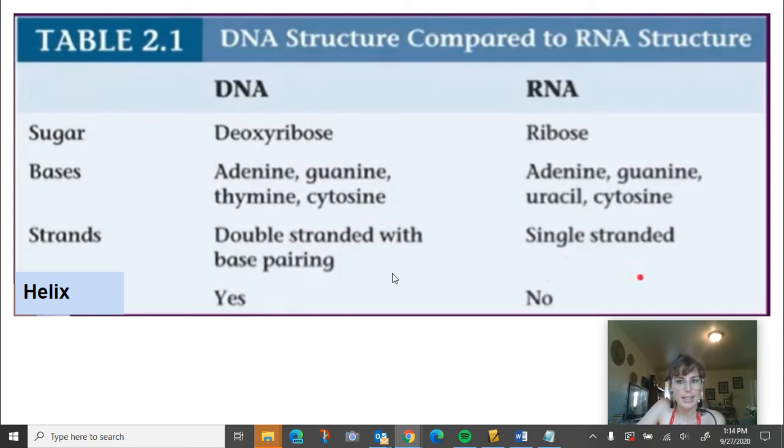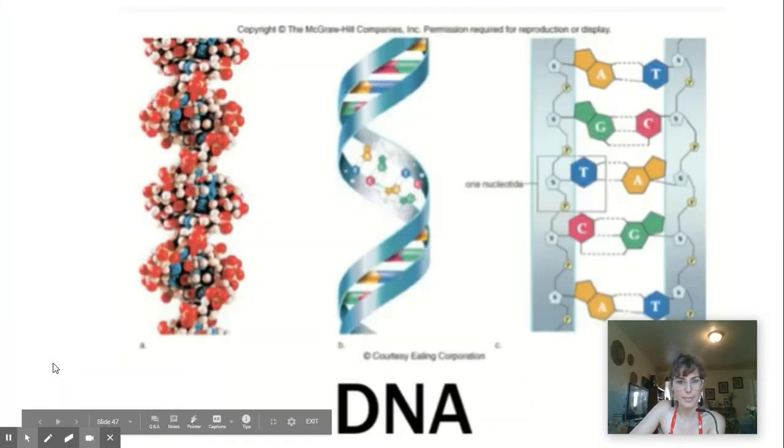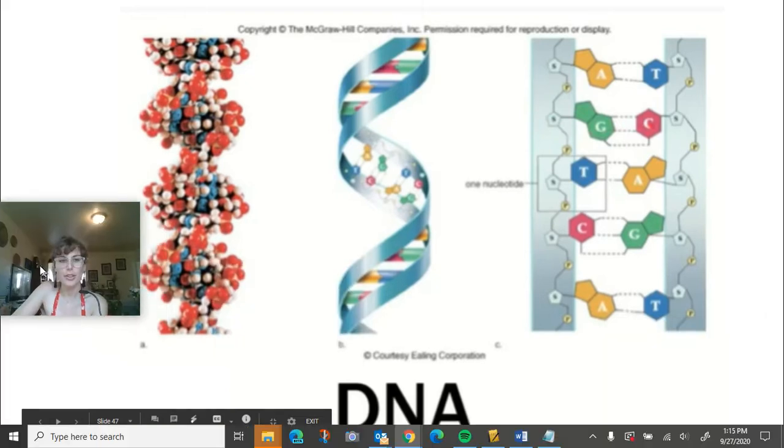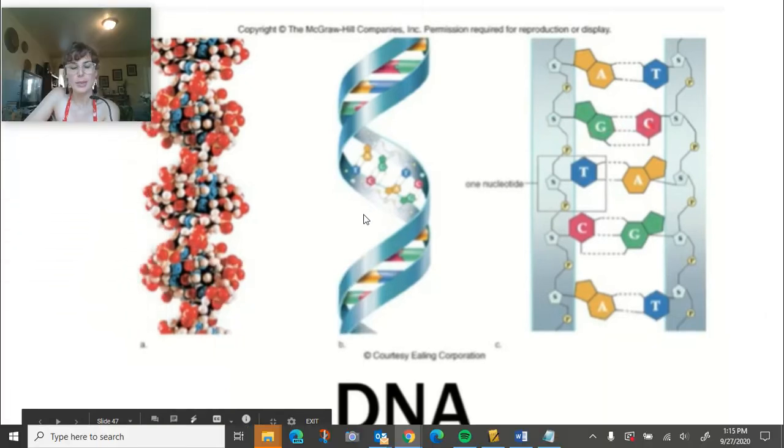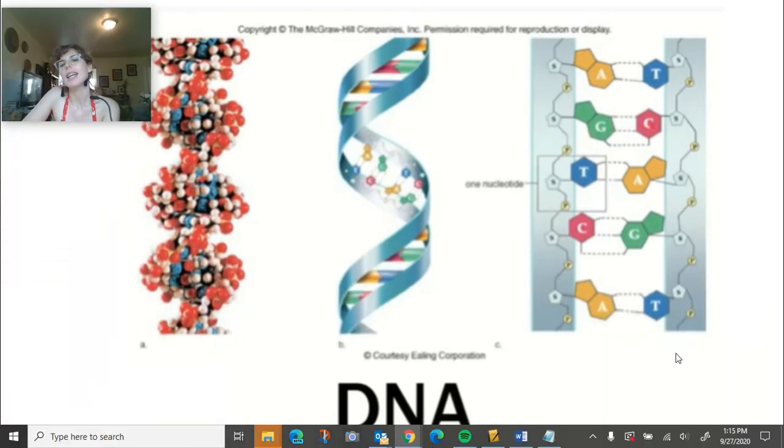So because it's single-stranded, is RNA going to have the double helix? No. Is DNA? Yes. All right, so now here are three different ways that we could look at the DNA molecule, and so we can start to see how those nitrogenous bases are interacting with each other.